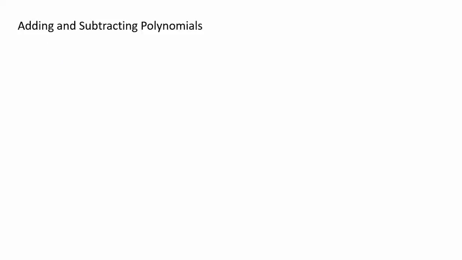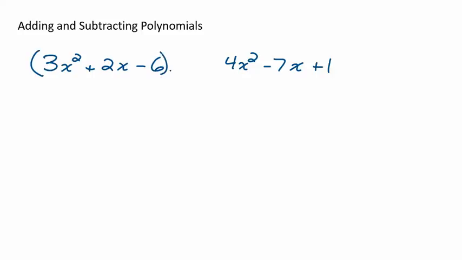Let's say I have 3x squared plus 2x minus 6, that can be one of my polynomials. And the other polynomial, let's do 4x squared minus 7x plus 1. Okay, there's two polynomials. Now, if I want to add these polynomials together, a lot of times in a book you'll see it like this. I'm going to take this polynomial plus this polynomial, and they'll put parentheses around the two polynomials.